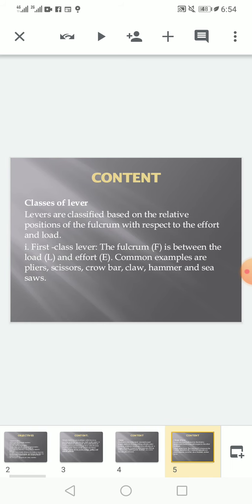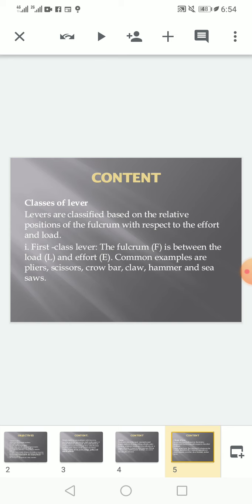Now we have classes of lever. Levers are classified into 3 based on the position of the fulcrum. So the position of the fulcrum relative to the load and effort forms the basis for classifying lever into 3. And as such, we have first class lever, second class lever, and third class lever.